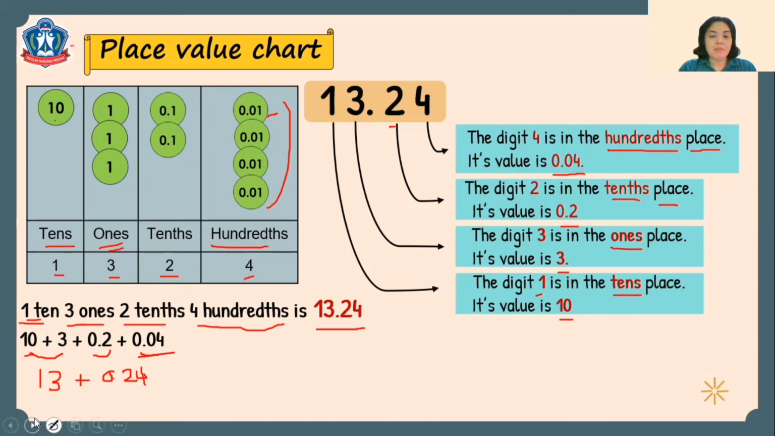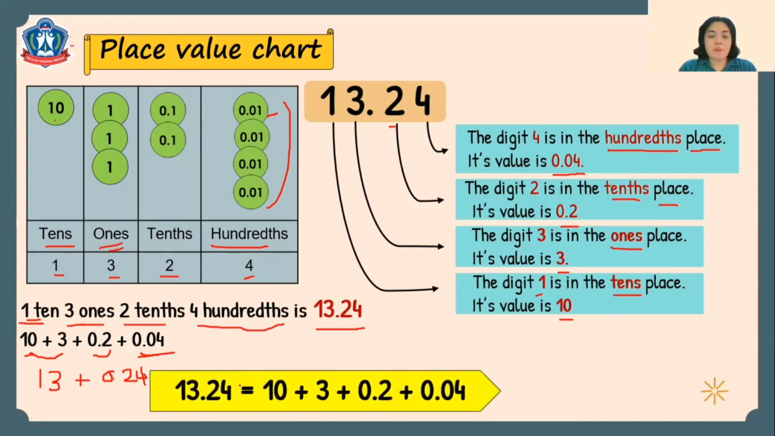So again, 13.24 is equal to 10, plus 3, plus 0.2, plus 0.04. So these are the different place values of numbers with tenths and hundredths.